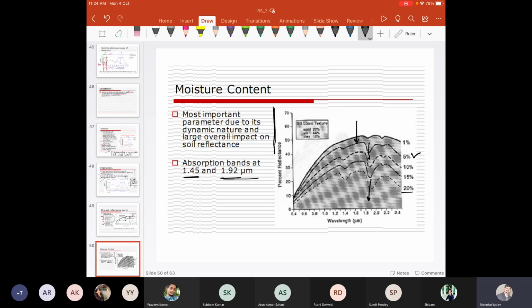So overall, if moisture content increases in the soil, then the entire curve will shift downward. It means the reflectance at every wavelength will decrease. And further, at the water absorption bands, 1.45 and 1.92 micrometer, you can see a significant decrease in the reflectance.